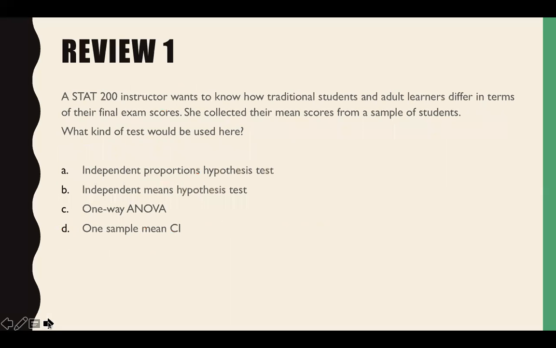So we're going to our first review. A Stat 200 instructor wants to know how traditional students and adult learners differ in terms of their final exam scores. She collected their mean scores from a sample of students. What kind of test would be used here?